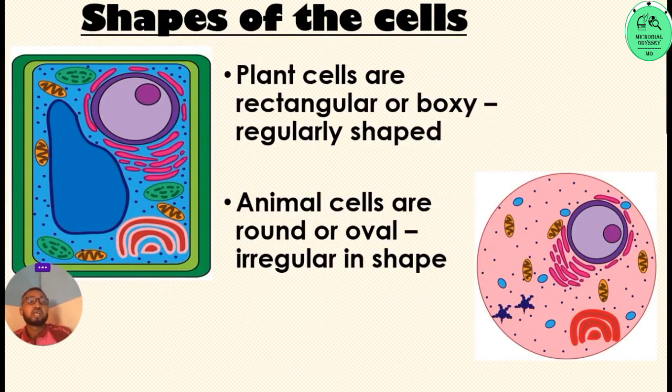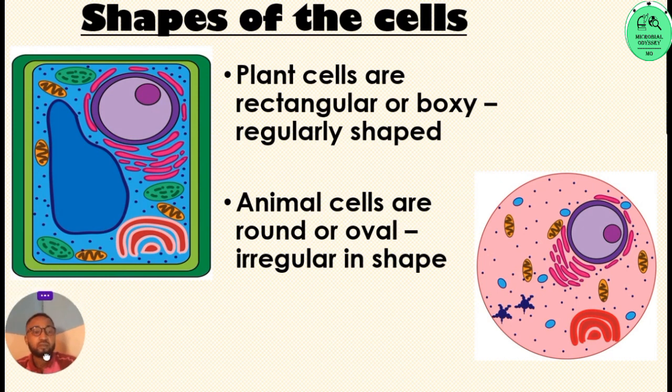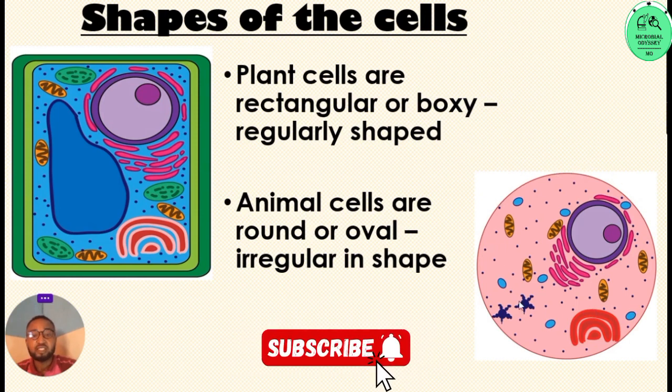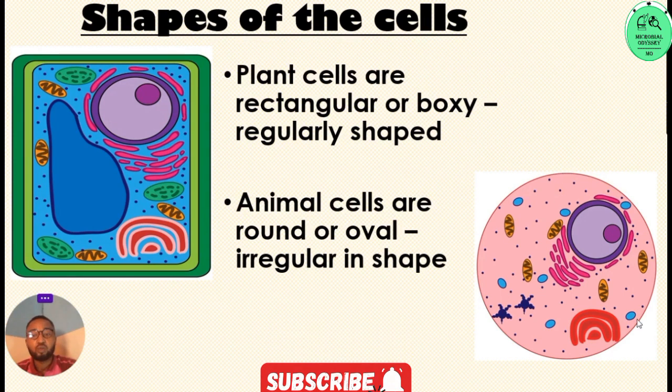Okay, so first we look at the shape of the cells. The plant cell has a rectangular shape, or what we call a boxy or regular shape, which is made possible by the presence of the cell wall, which we'll see in the next slide. Then the animal cells, most times they are not as regular as this. They are usually oval or round, and irregular in shape. That is because they don't have a rigid cell wall binding the cell together.